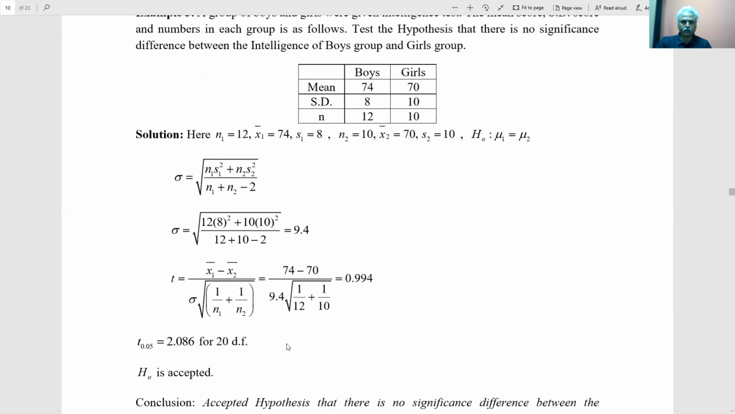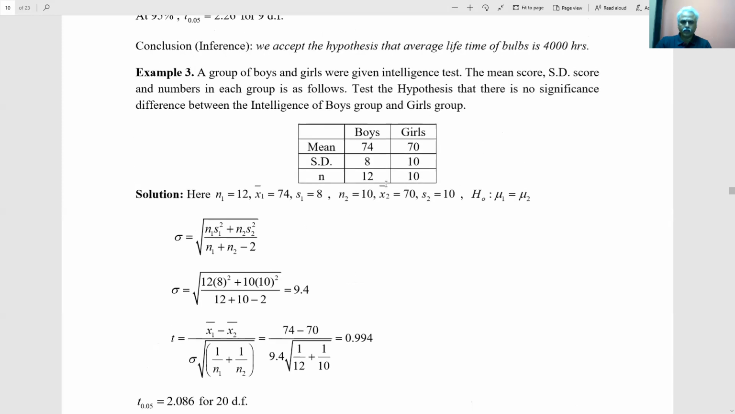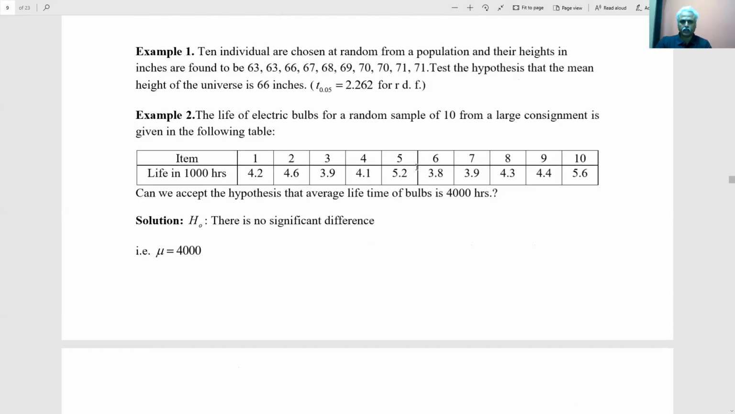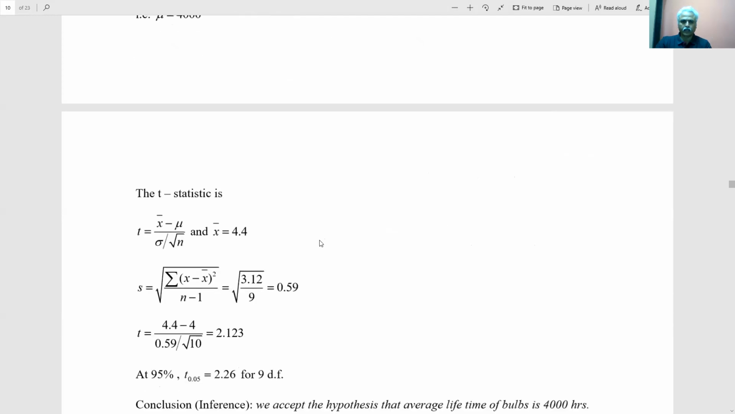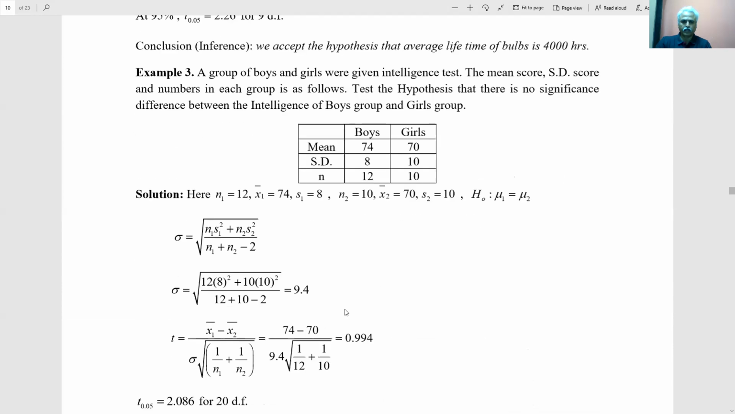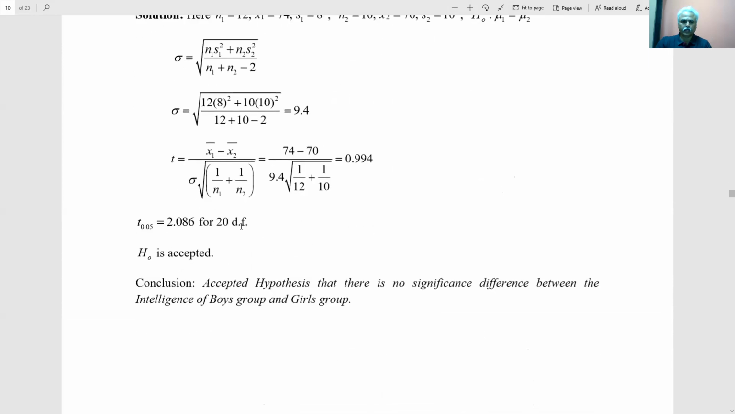And what is the degree of freedom? How many total samples? 12 plus 10, 22. So minus 1 here and minus 1 here, 22 minus 2. For two samples together, instead of n minus 1, in the earlier example the degrees of freedom was 10 minus 1, 9 degrees of freedom we took. Here, if there are two samples mixed, then minus 1 for each, totally 12 plus 10 minus 2, 22 minus 2, 20 degrees of freedom for 95% confidence limits.